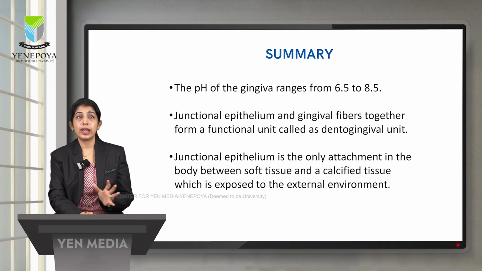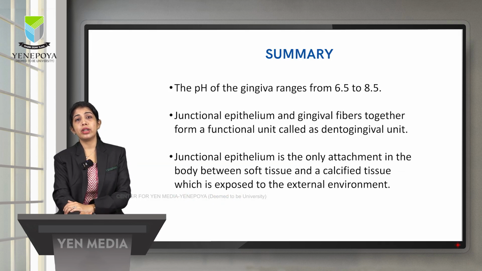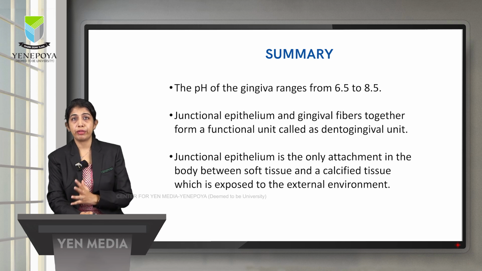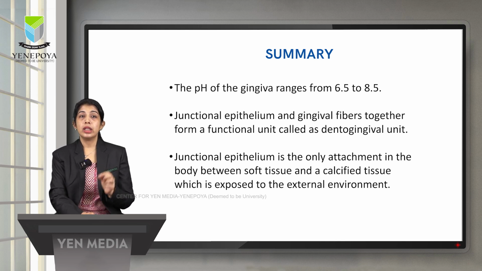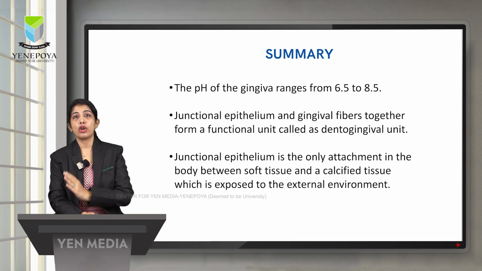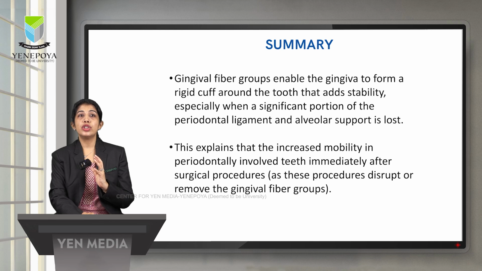So coming to summarize everything, the pH of the gingiva ranges from 6.5 to 8.5. The junctional epithelium and the gingival fibers together form a solid functional unit called the dentogingival unit. The junctional epithelium is important and it's a separate topic altogether. It's the only attachment between the soft tissue and the tooth and it is exposed to the external environment. Gingival fiber groups enable the gingiva to form a rigid cuff around the tooth, adding stability.